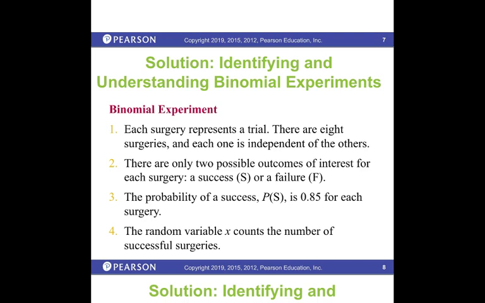Again, each surgery represents a trial. There are 8 surgeries, and each one is independent of each other. There are only 2 possible outcomes for each surgery, either success or failure. The probability of success is 85% for each surgery, and the random variable X counts the number of successful surgeries. So that would be considered a binomial experiment.